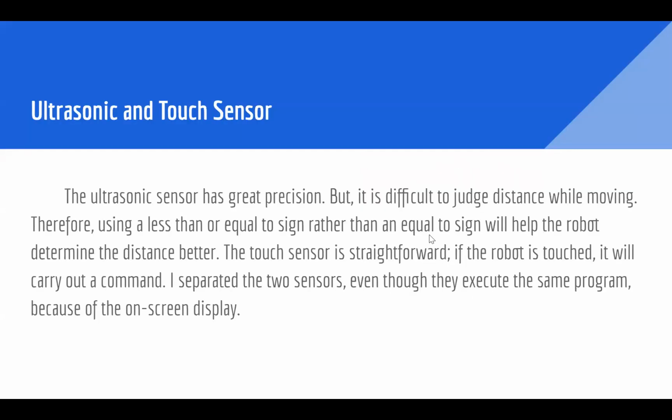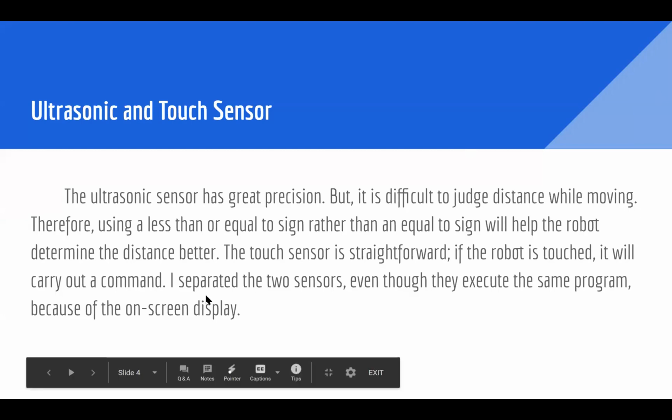Okay, so now I'm going to talk about the ultrasonic and touch sensor. The ultrasonic sensor is really accurate about distances, but it's difficult to judge distance when moving. So I use a less than or equal to sign rather than an equal to sign in the code to determine the distance better. The touch sensor is much more straightforward. It's basically if the robot is touched, it will carry out a command. I separate the 2 sensors even though they do the same thing, because the on-screen display doesn't work when they're together.